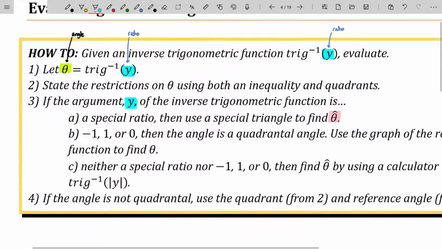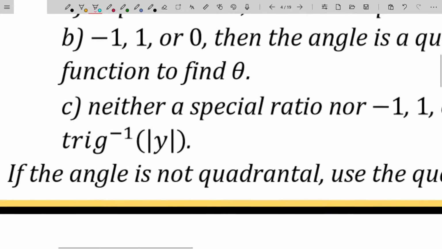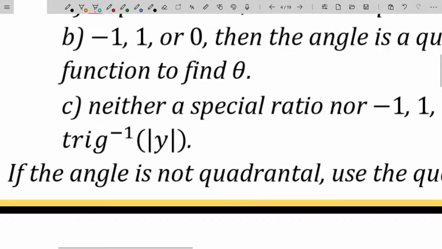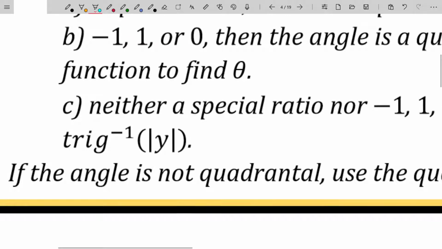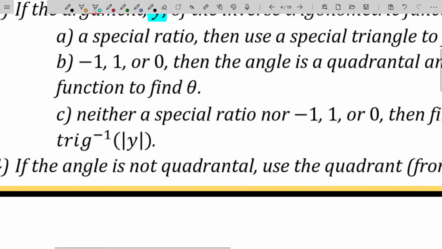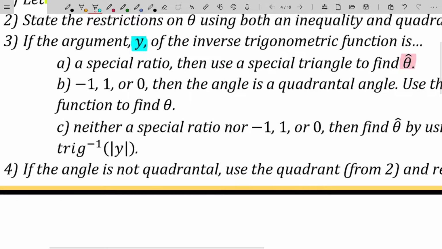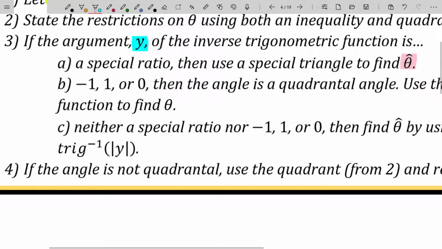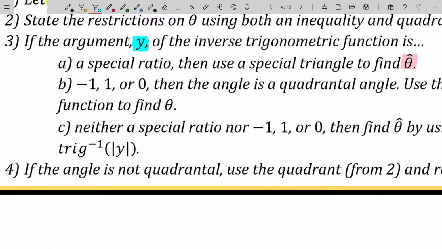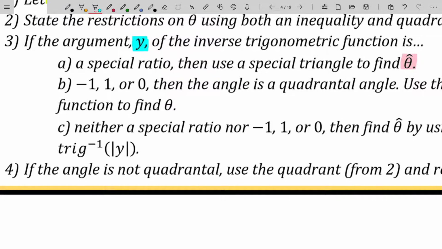And then finally, if your argument for the inverse trig function is not a special ratio, nor is it a quadrantal ratio, -1, 1, or 0, then it must be some type of decimal, some ratio that is not familiar to you, 0.815 or something like that. And we've never seen that as an output for a trig function, so we have to do something else to evaluate that. You're going to use a calculator.